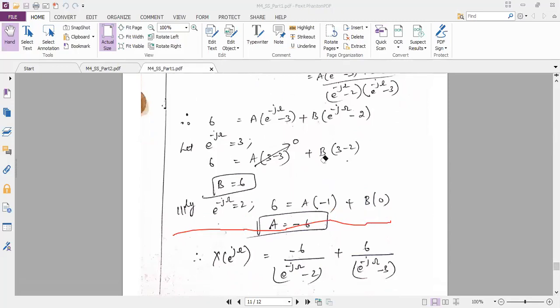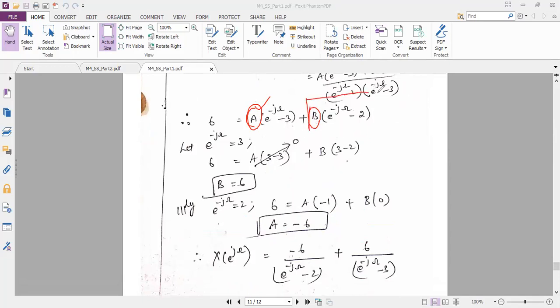Okay. See now after this, what is our ultimate aim? Our ultimate aim is to find A and to find B. If we want A, my B term should be equal to 0. If we want B, my A term should be equal to 0. So now I am interested in finding this B term.